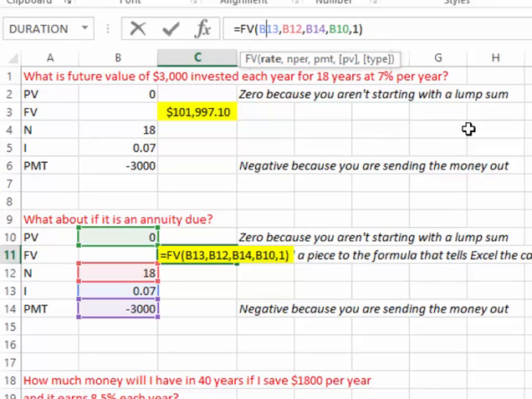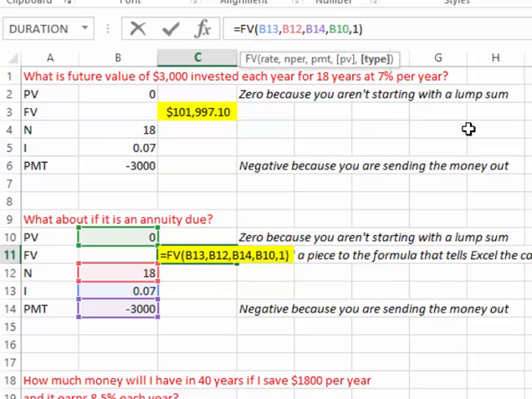I can now refer to cells, and it makes things much better. Back to the Excel function here, we have the rate input, the number of periods input. The number of periods is shown in cell B12. We have the payment amount, that's down at the bottom, B14, the negative 3,000. We have the present value, that's cell B10.